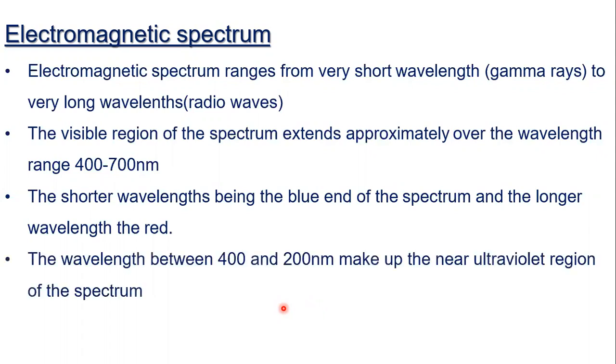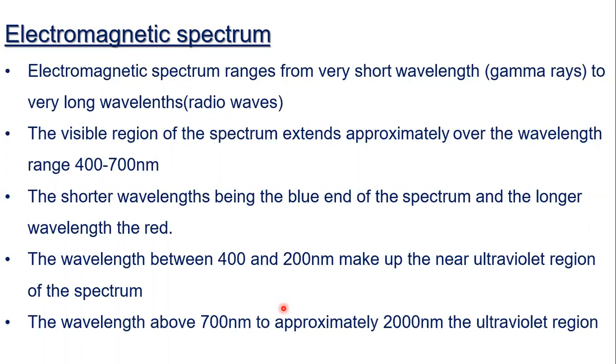The wavelengths between 400 and 200 make up the near ultraviolet region. Near UV, we call it the near UV region of the spectrum. And the wavelength below 200 nanometers, approximately down to 10, is the ultraviolet region.